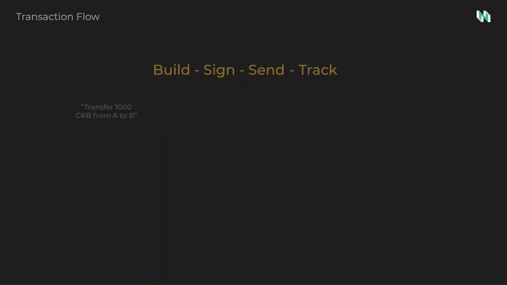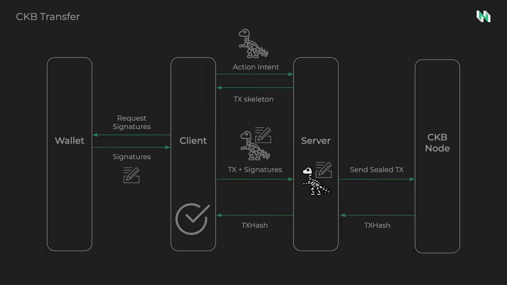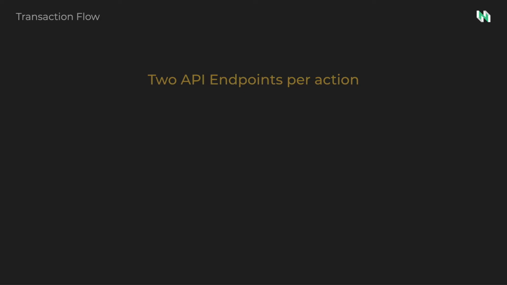So we can think of this flow as having 4 steps: build, sign, send, and track. Going back to the more detailed view, we can see how these actions map to the build step, the sign step, the send step, and the track step. Due to this flow, on the server we separate the logic around a given transaction type into 2 endpoints, one to build the initial skeleton and one to send the finalized transaction.